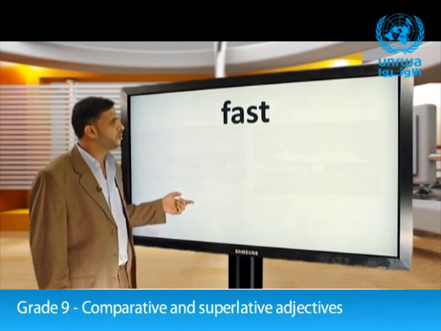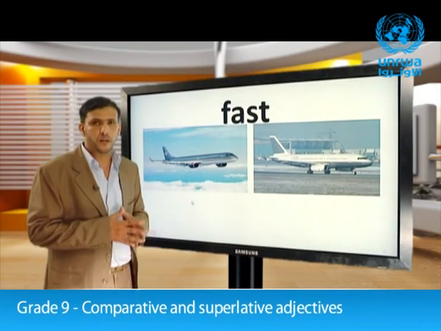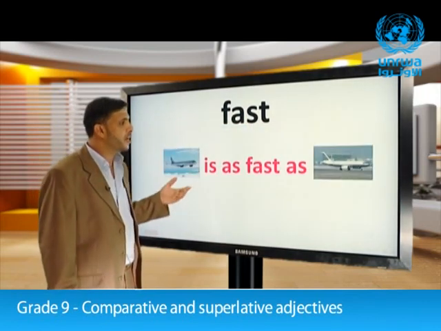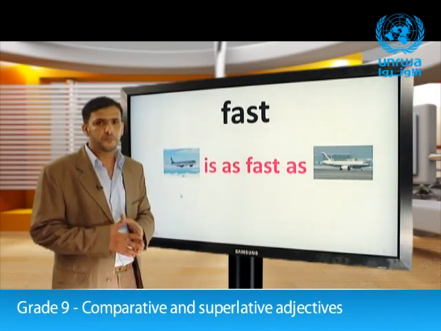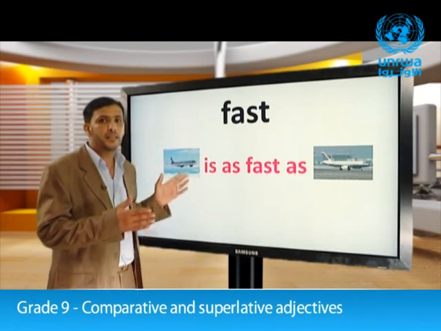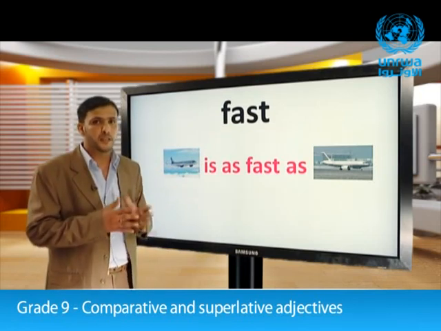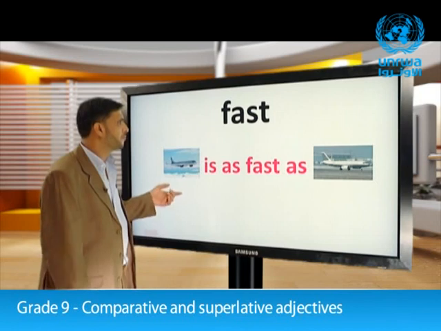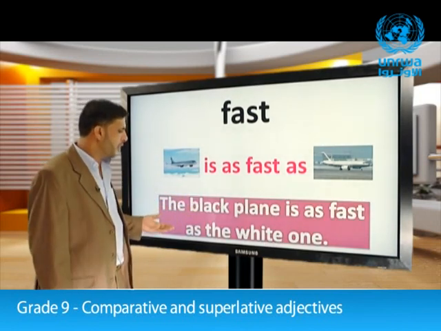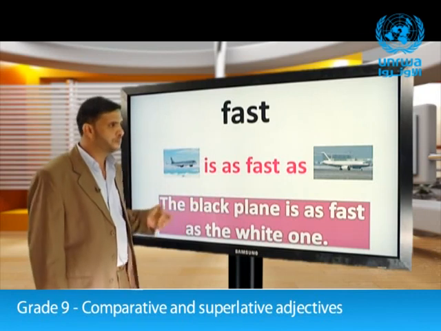Let's see. Fast. These planes are fast. So, this plane is as fast as that one. The black plane is as fast as the white one.